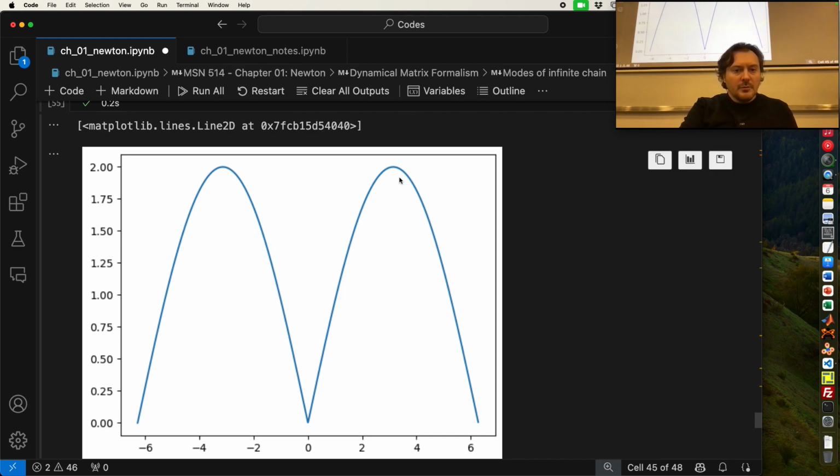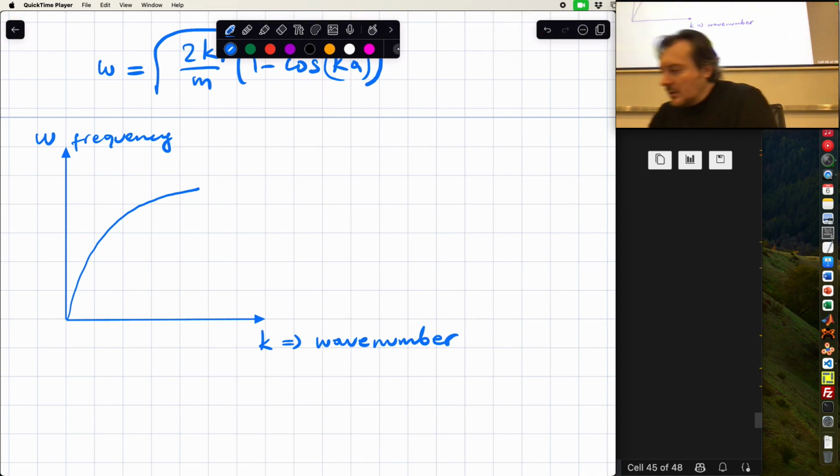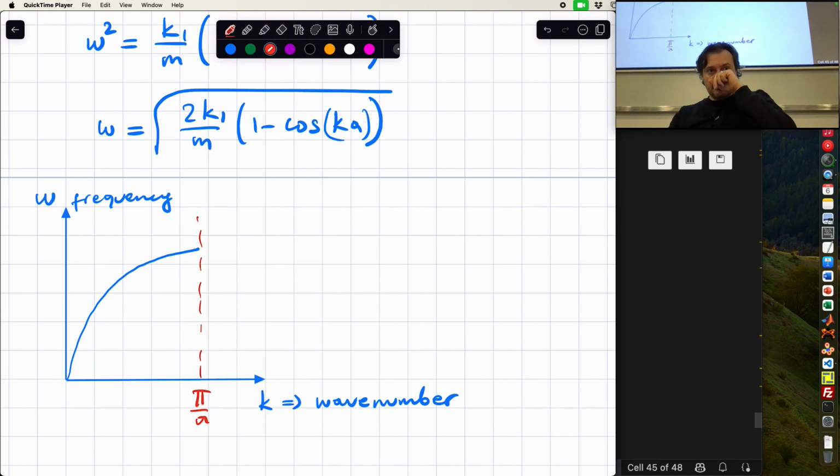First of all, what is this point that we have here? Maximum allowed wave number. Is it the maximum allowed wave number? Sort of. Maximum sensible wave number, let's call it that. So let me tell you what's going on. That value is pi over a, right? Now what happens?